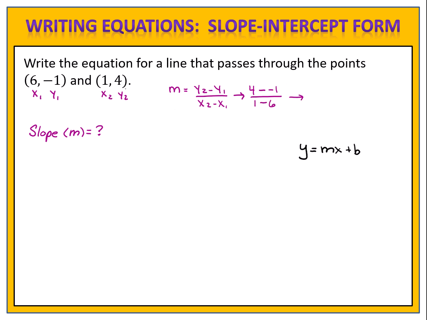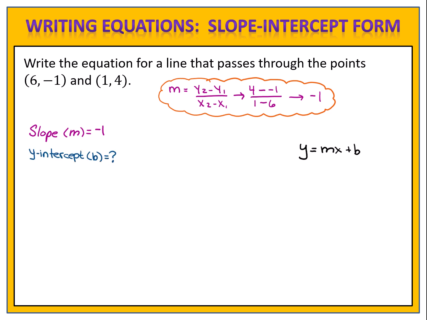And now we simplify the fraction. This fraction is equal to -1. That means our slope is -1. We found the first piece of information that we need in order to write this equation. The next thing we need is the y-intercept.